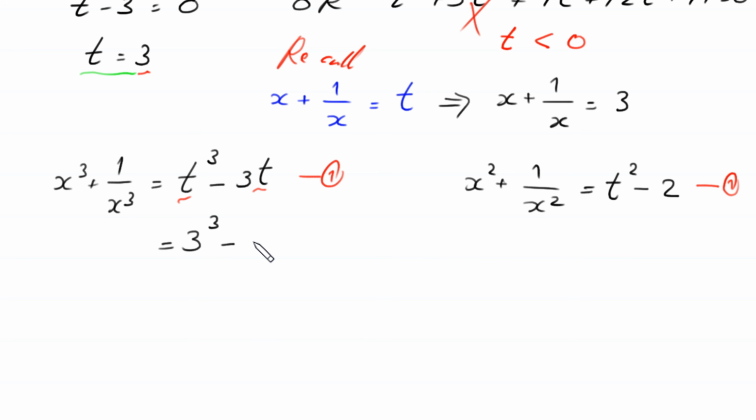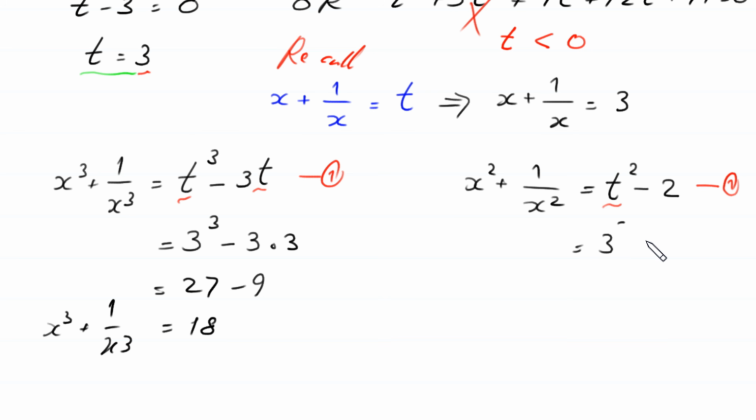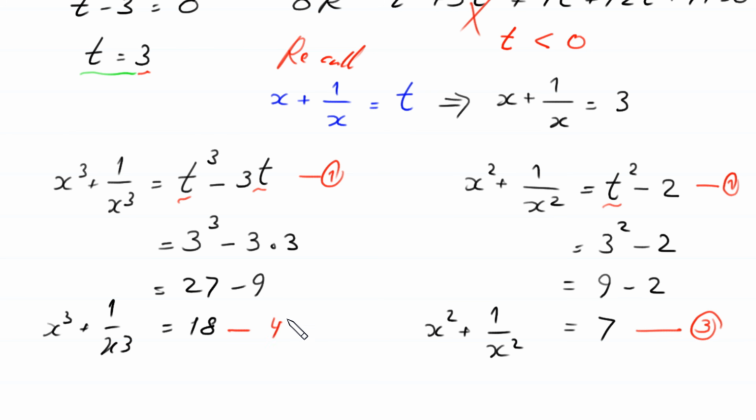3 cubed minus 3 times 3. This will become 27 minus 9 is equal to 18. So x cubed plus 1 over x cubed is equal to 18. From this equation we will replace this t with this 3. This will become 3 squared minus 2, which is 9 minus 2, and this will become 7. So x squared plus 1 over x squared is equal to 7. Let's call this equation 3 and this equation 4.